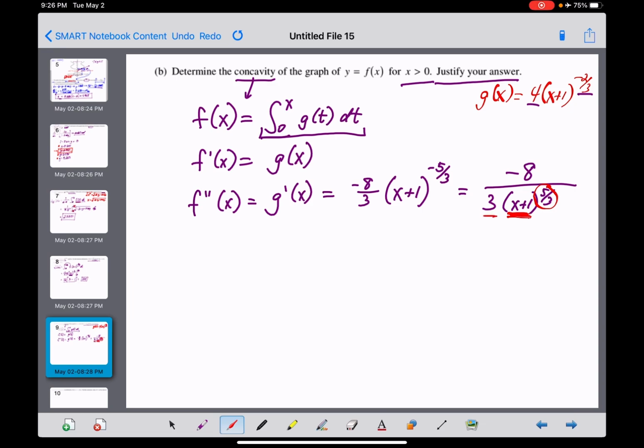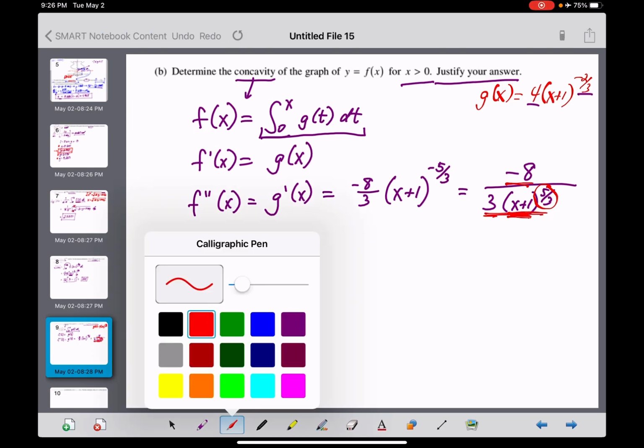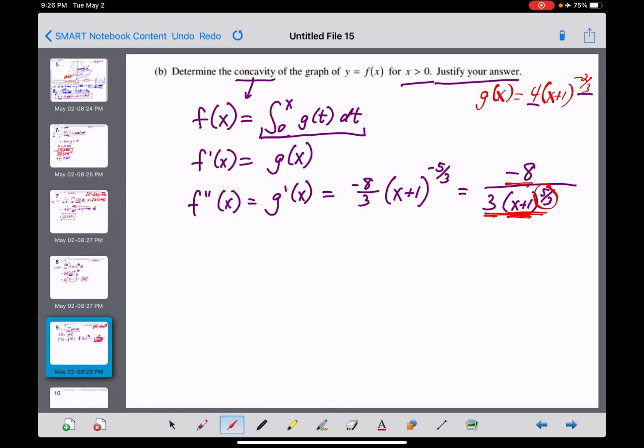Multiplied by 3, still positive. But then negative 8 divided by our always positive denominator is going to get us an answer here, guys, that is always, always, always less than 0. This second derivative is always going to be negative regardless of what x value you put in there. And that tells us this curve is going to be concave down.